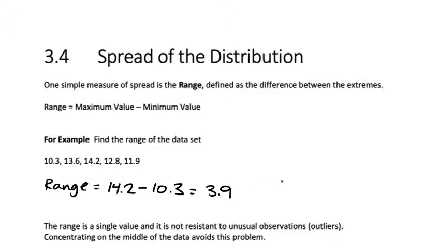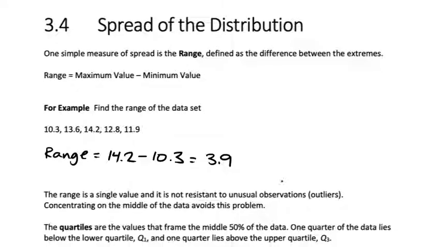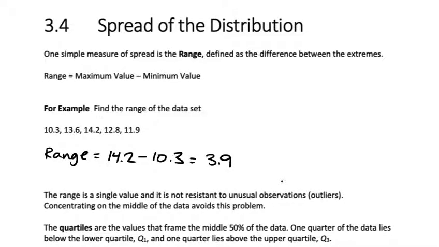The range is a value that's not resistant to outliers, and that should make sense because you're using the maximum value and the minimum value. And so if those two numbers are very far removed from the rest of the data, then they are going to have a significant effect on the range. So if I add a number that's much higher or much lower than the rest of the data, then that's going to change what the range is significantly.